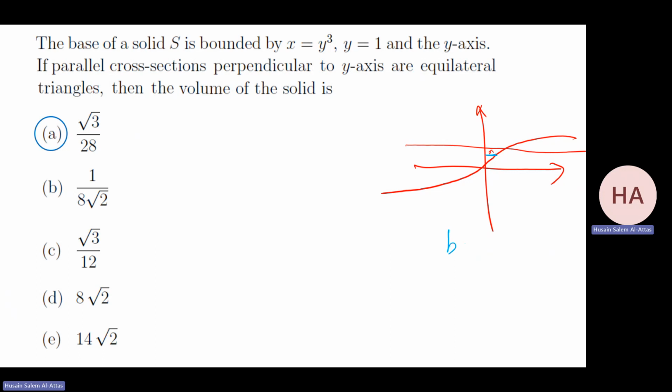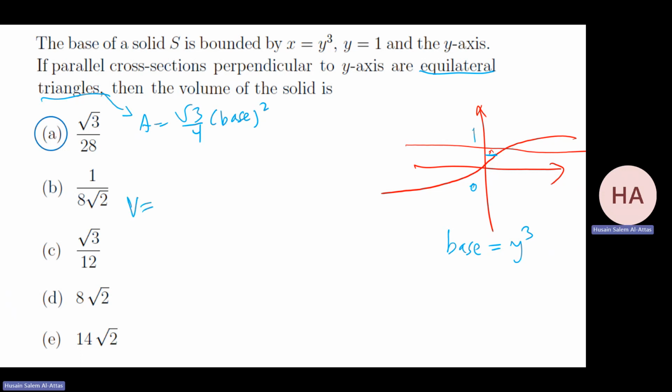So the base will be y cubed. And for the equilateral triangle, what is the area? Square root of 3 over 4 times the base squared. This is y cubed. And from where to where? This is 0, and the y value, this is 1. So from 0 to 1.